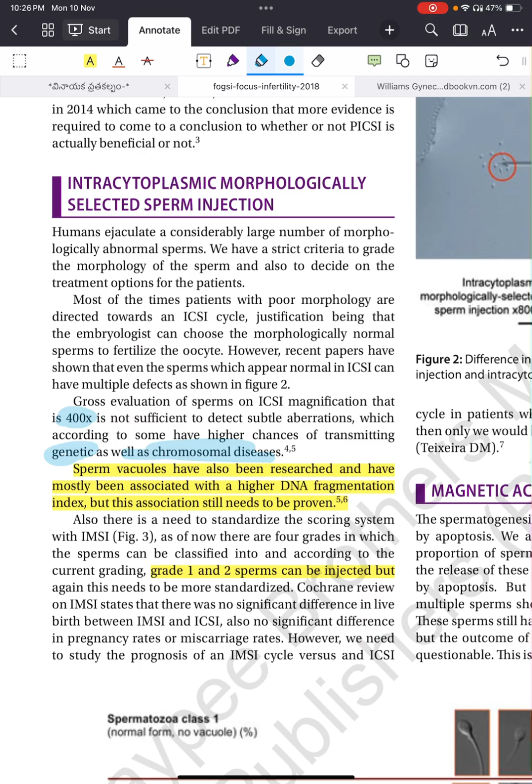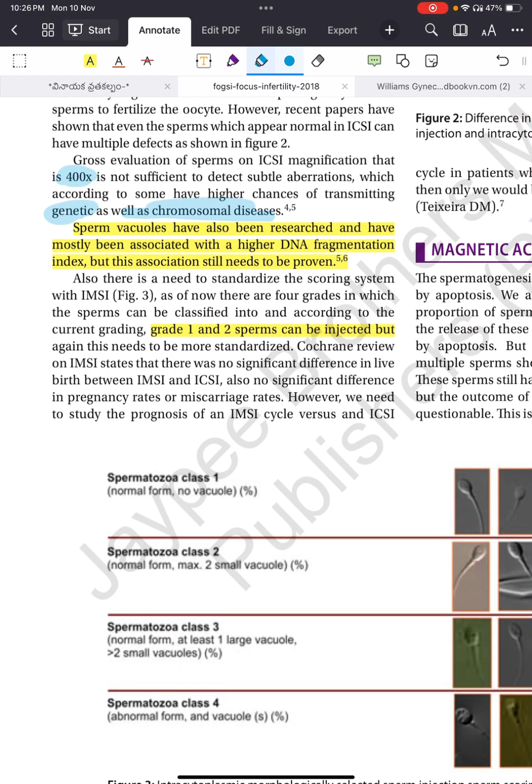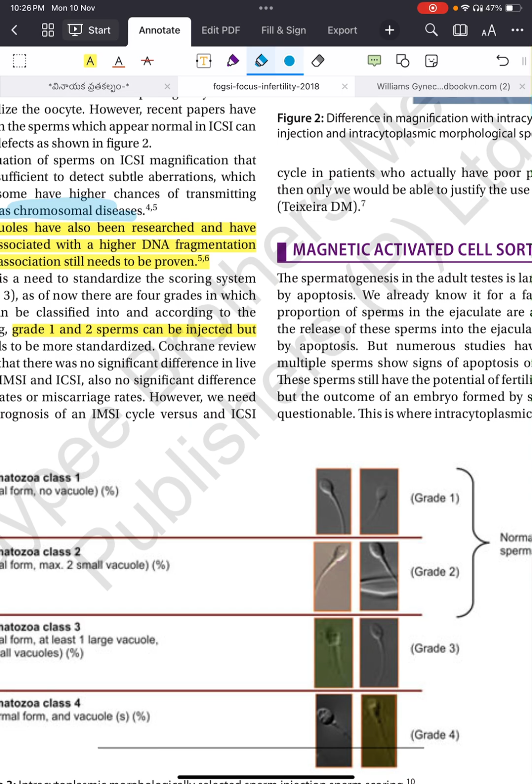So sperm vacuoles have been researched. If sperm have vacuoles inside the head, there is a high DNA fragmentation index. The association they are saying is that if sperm have vacuoles in the head, there is more DNA fragmentation, more aberrations, more chromosomal defects, and miscarriages. So sperm vacuoles have been studied till now. And how do we select sperms? Sperms are graded into four grades: grade one, grade two, grade three, grade four, and grade one and grade two sperms can be injected.